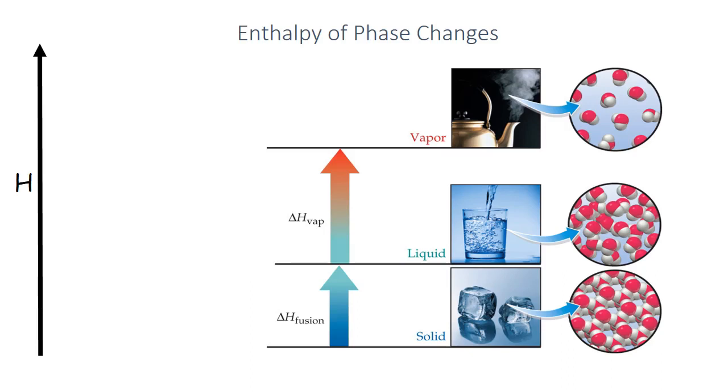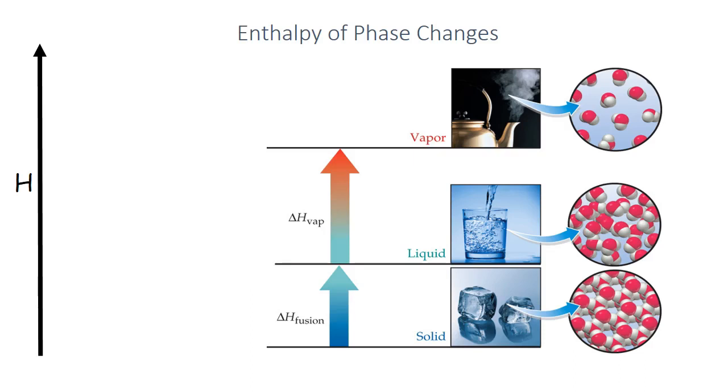That is an endothermic process. And if you want to go from the liquid to the vapor, you have to put heat in. That is also endothermic. And so heat has to go in in order to cause these phase changes to occur. And you can see the delta H with the subscript fusion. That is the change in enthalpy required to melt a solid and turn it into the liquid. And delta H with the subscript vap is the heat of vaporization, which is the change in enthalpy required to go from the liquid to the gas phase.